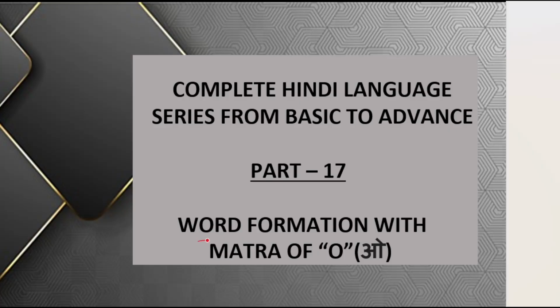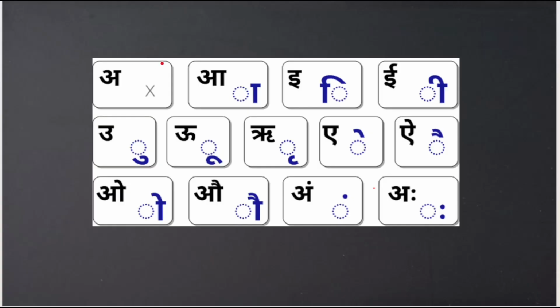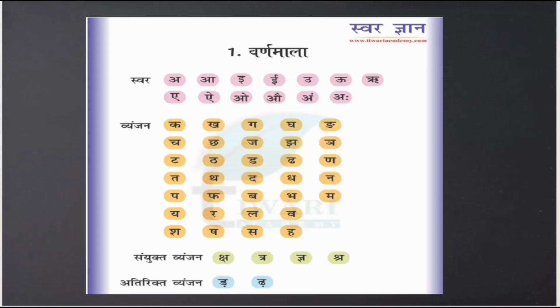Hello everyone. This is part 17 of the complete Hindi language series from basic to advanced, and today's topic is word formation with the matra of O. So let's get started. We have already completed word formation with the matra of A, choti e, badi e, chota o, bada o, re, a and I. And this is our today's topic. And this letter creates no matra as the sound of a is already inherited in every letter. Back to our today's topic.